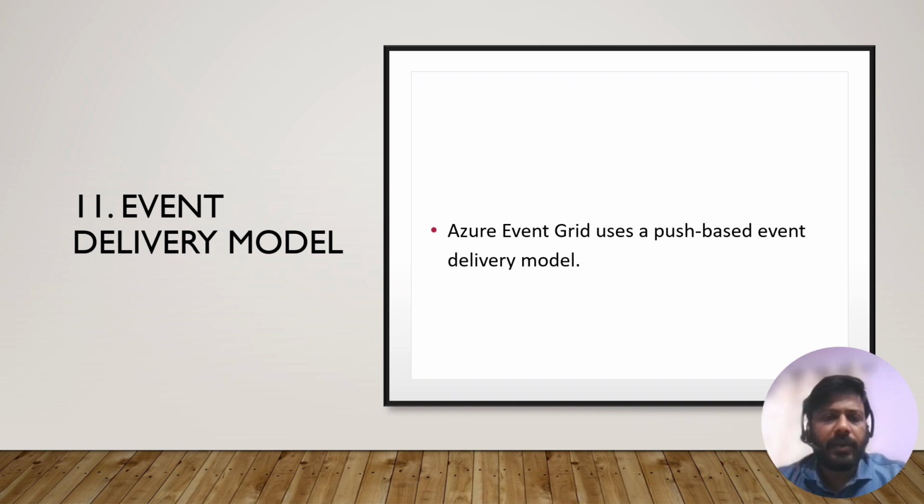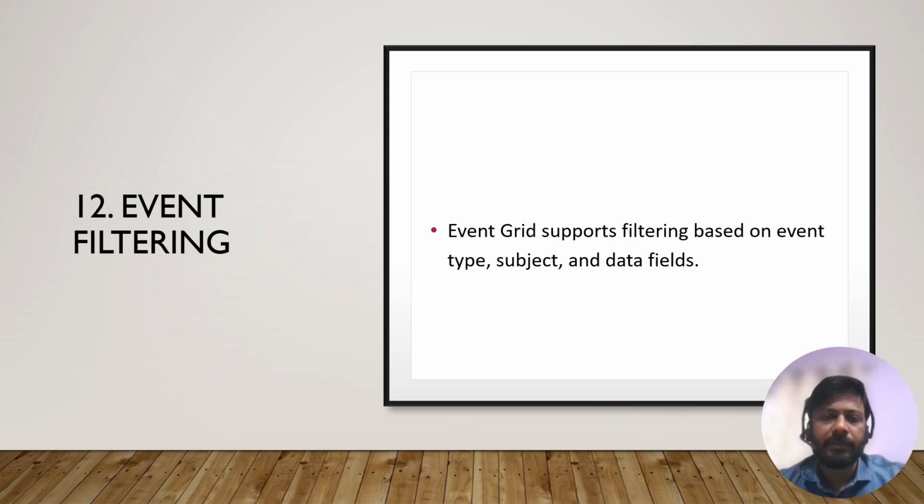Okay, so we have this event delivery model. Azure Event Grid uses a push-based event delivery model. Basically, whenever there is an event, the publisher emits an event. So you can think of it as a push-based event delivery model, right? Because events are pushed to subscribers automatically, eliminating the need for polling and enabling real-time processing.